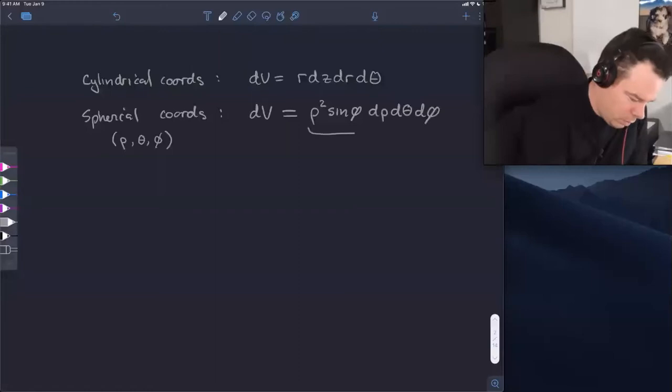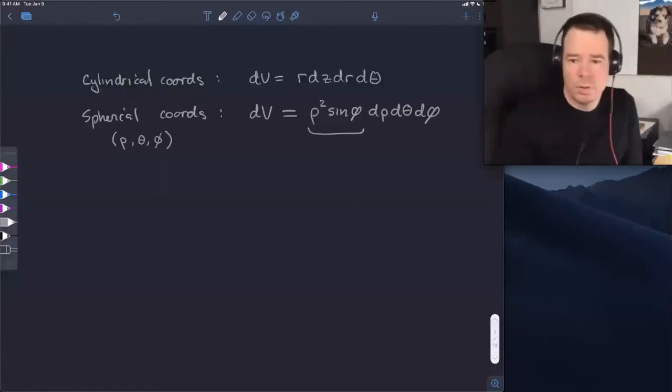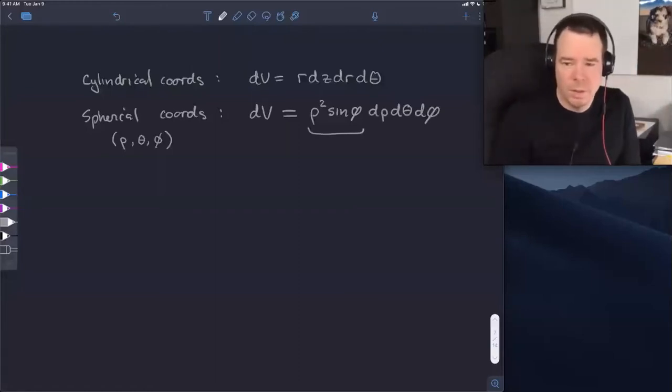We have this adjustment factor, like in polar or cylindrical coordinates, we had that adjustment factor of r. That's basically how a volume is changing by a scaling factor when we switch from one coordinate system to another. In spherical coordinates, this is our scaling factor, rho squared sine phi d rho d phi d theta.